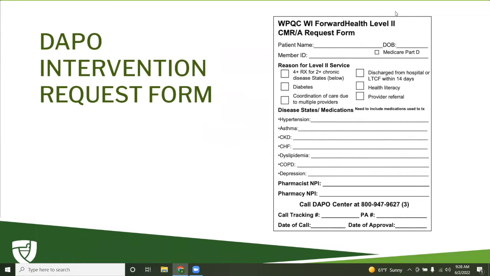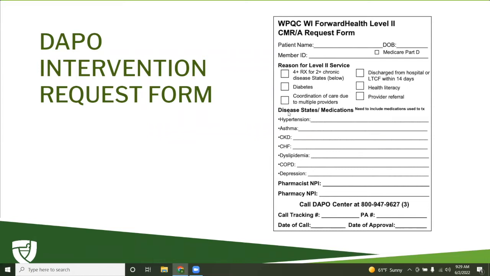So just to walk through this quickly: name, date of birth, member ID. Do they have Medicare Part D also, right? Are they outcomes eligible? You want to be cognizant of that. Then the reason that they're eligible for the level 2 service. So potential reasons are they have 4 or more prescriptions for 2 chronic diseases of this list. Do they have diabetes? Do they have multiple providers that need coordination of care? Was it a provider referral? Are there health literacy concerns? Were they discharged from the hospital or LTC within the last 2 weeks? So any of those reasons make them eligible for CMRs through Medicaid.